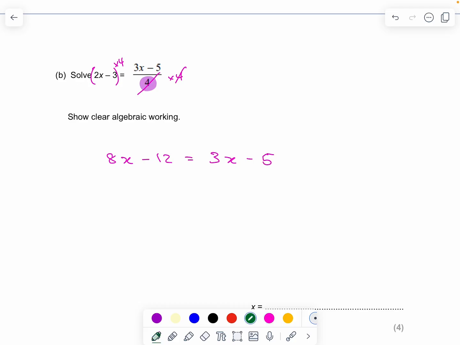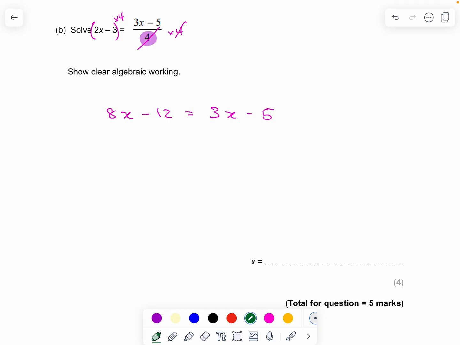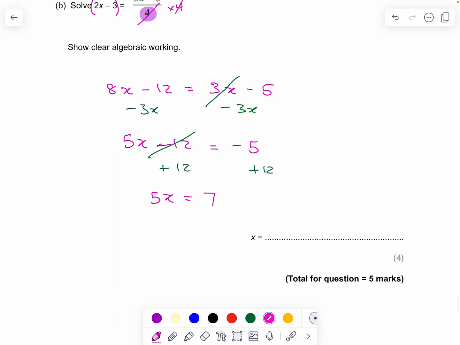Now you can do it as normal. Again, I prefer to keep all the x's on this side. So I'm going to take away 3x from both sides. So then I'm left with 5x minus 12 equals minus 5. Then I'm going to add 12 on both sides to get rid of the minus 12 here. And I have 5x equals positive 7. And I'll divide both sides by 5 to get rid of the times by 5.